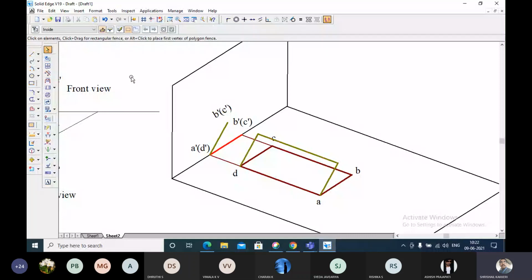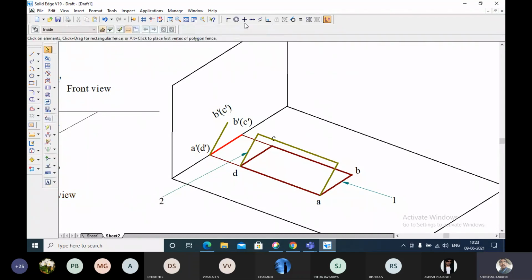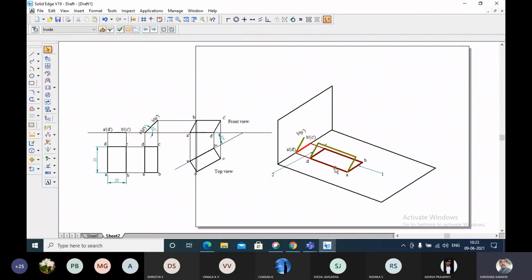I hope you understood this. Now, just look at the green. This is the first position. This will be the first position. It is the first position, and this will be the second position. Second position, how it appears, you just see in the second position.